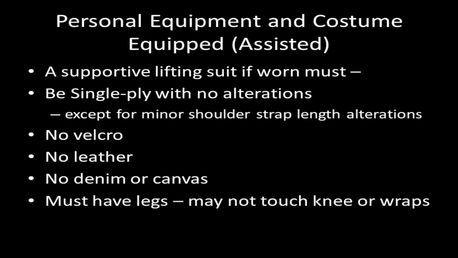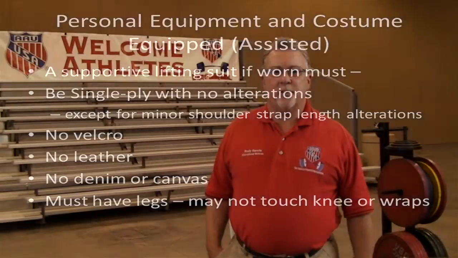Now I'm going to move into the equipped or assisted category. In this, the lifter may wear a supportive lifting suit. If they choose to do so, it must be a single-ply suit with no alterations, with the exception of minor shoulder strap length alterations. The lifting suit may have no Velcro, no leather. It may not be denim or canvas. It must have legs, and the legs may not touch the knee wraps or the knees.